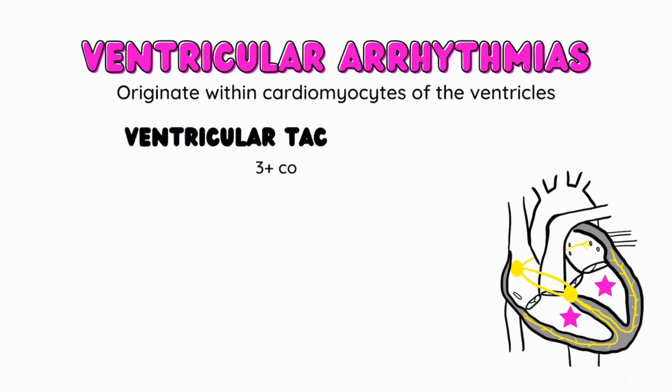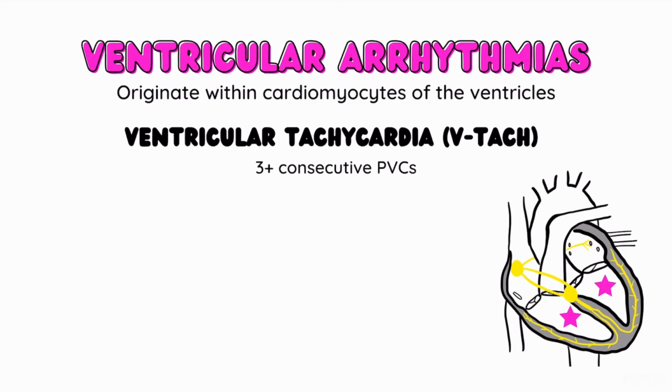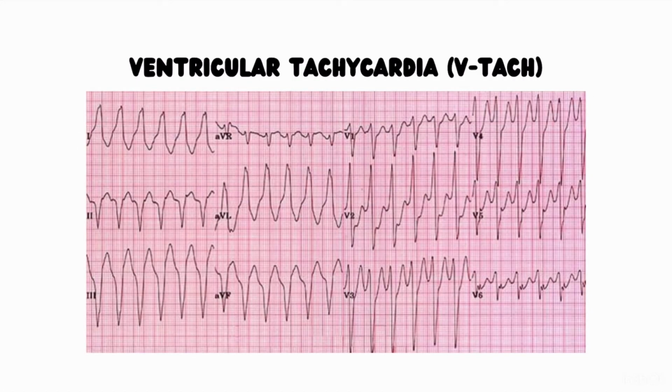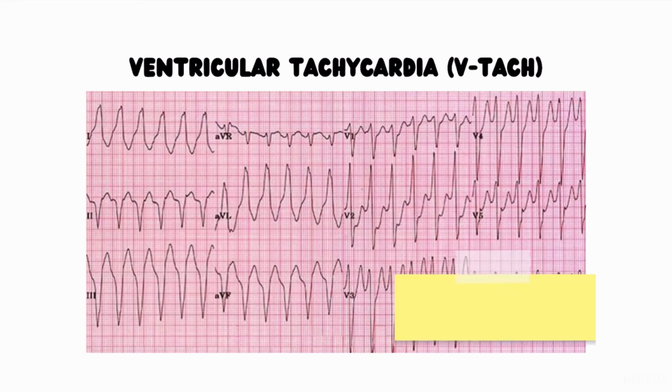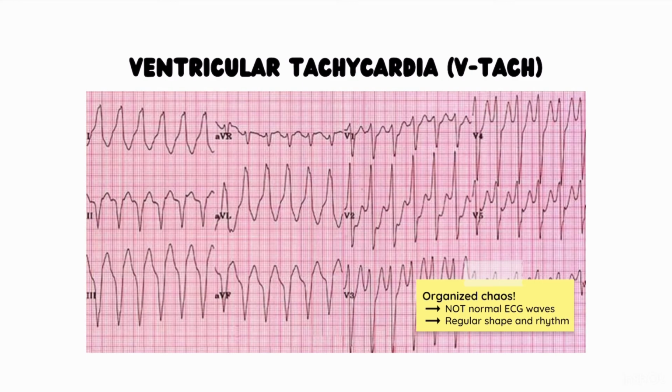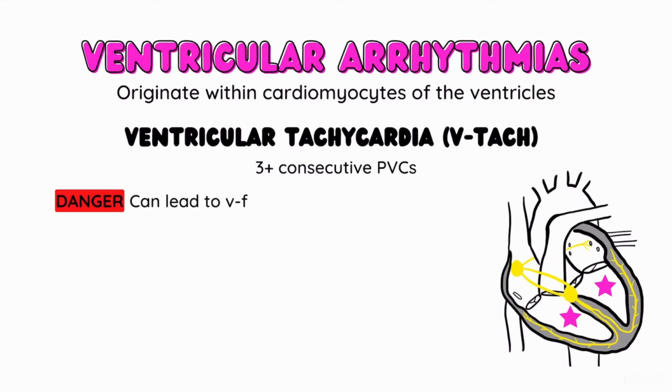Ventricular tachycardia, or VTAC, is defined as 3 or more consecutive PVCs. Therefore, this is a prolonged, regular rhythm of wide, dysmorphic QRS complexes with a heart rate greater than 100 beats per minute. We can think of this as organized chaos. These are obviously not normal ECG waveforms, but these waves do have a constant shape and a rhythmic regularity. In ventricular tachycardia, the ventricles are beating without prompting from the AV node.